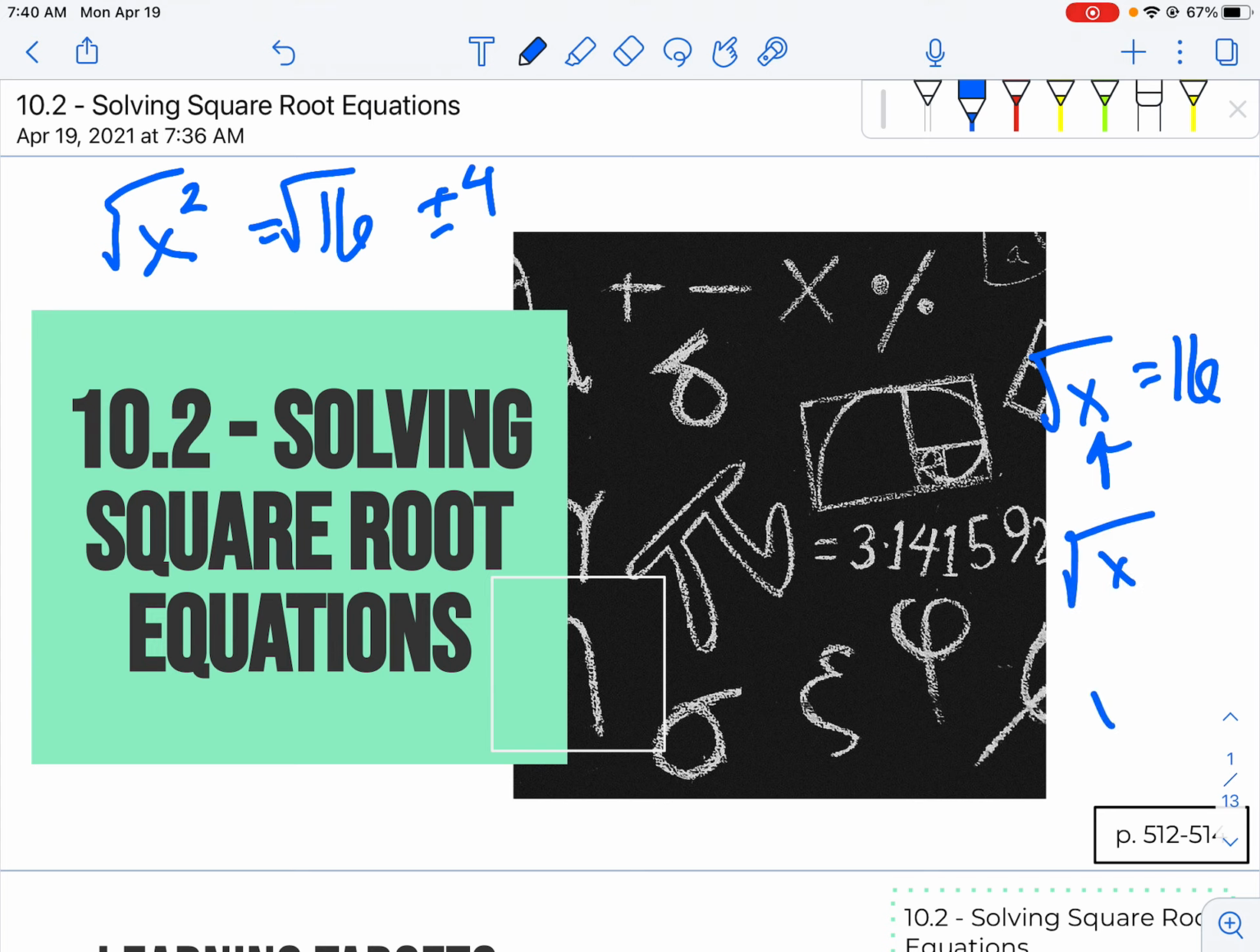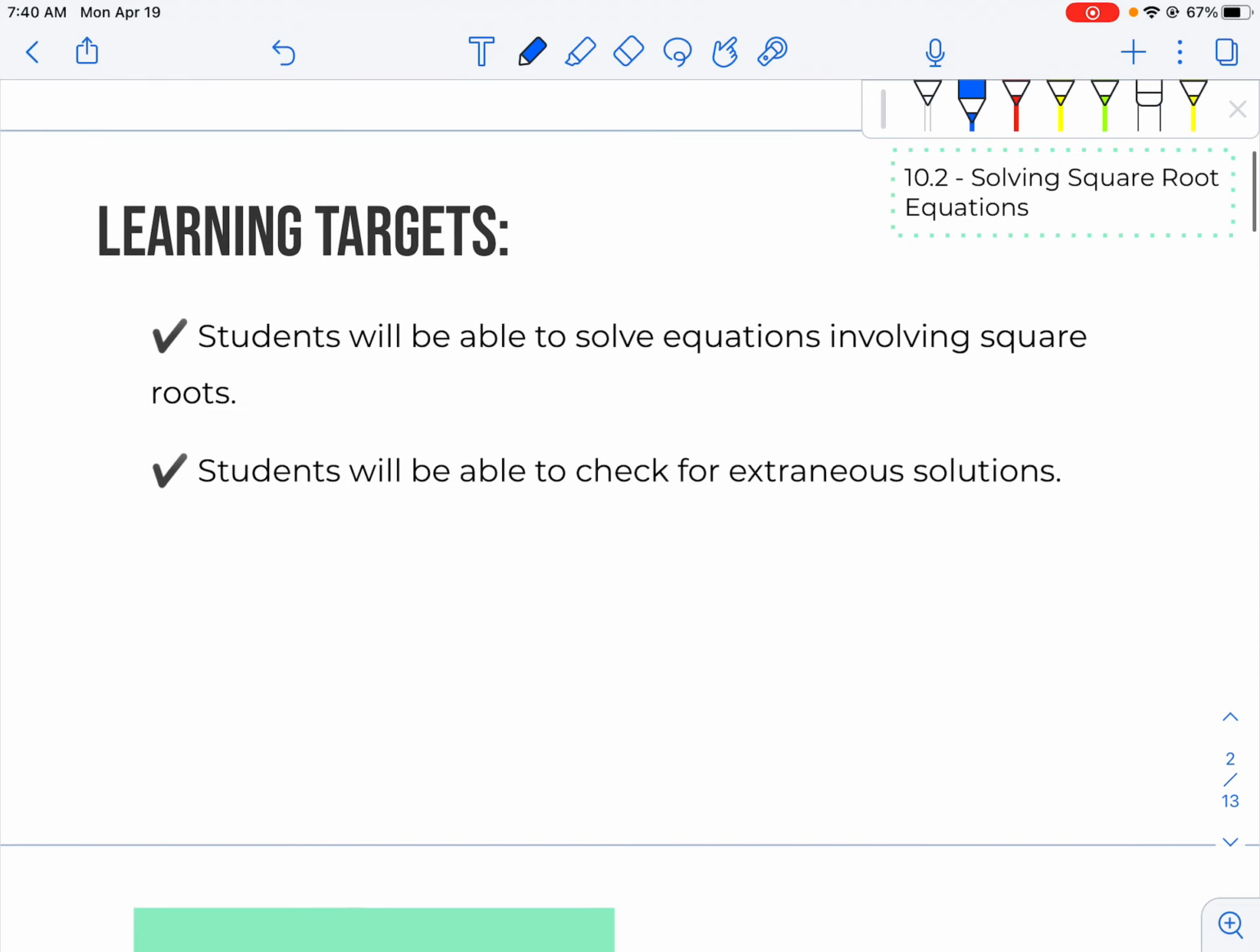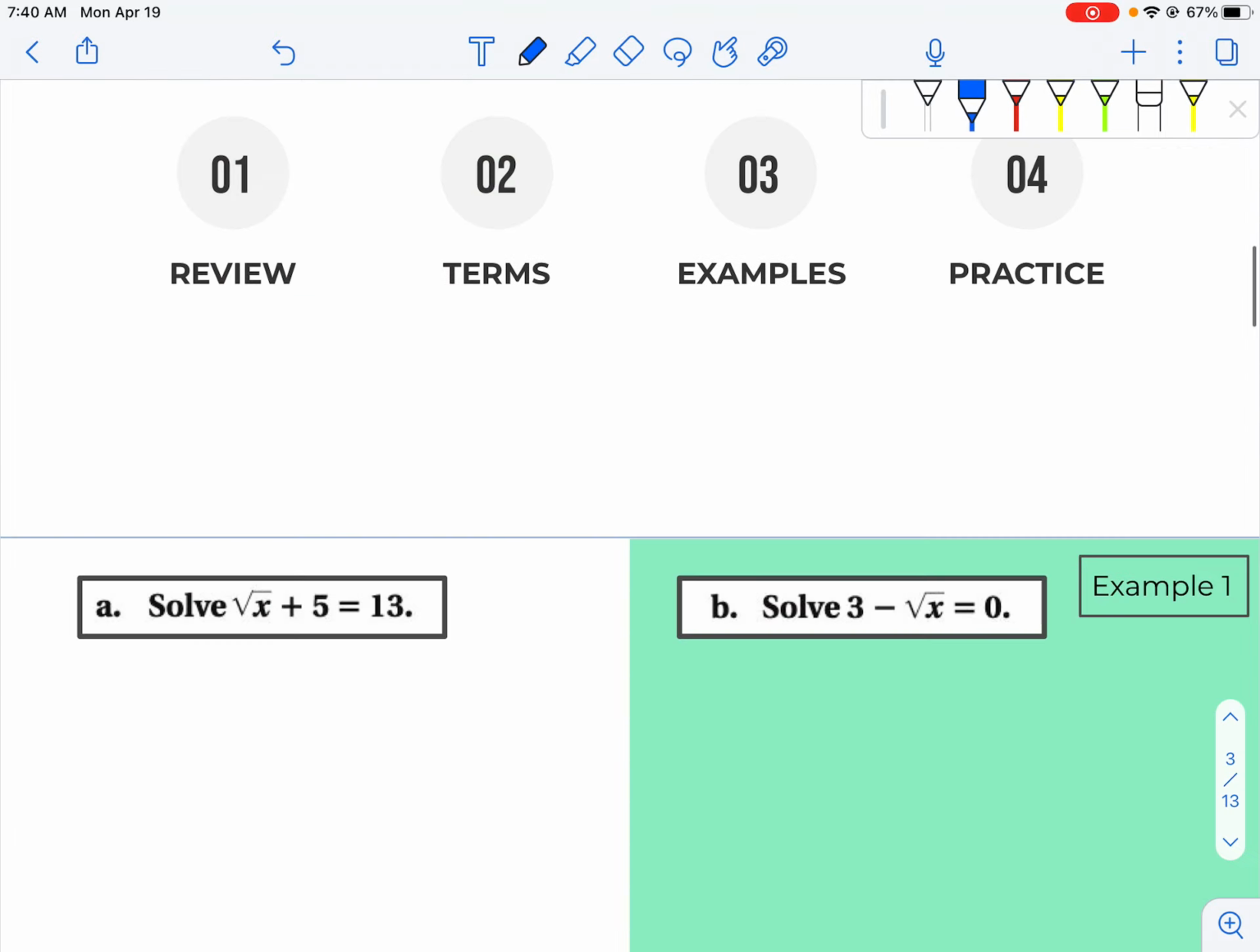We know that the square root of something is the opposite of something squared, or those are inverses, similar to how plus and minus are inverses. So we are familiar with what we're looking at today, but totally focusing on solving these equations. So students will be able to solve equations involving square roots. Students will be able to check for extraneous solutions, and that is a new term for today.